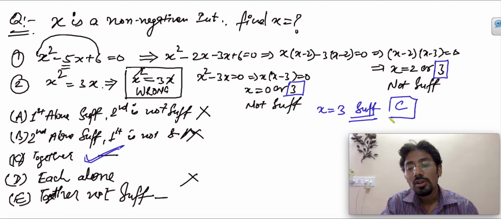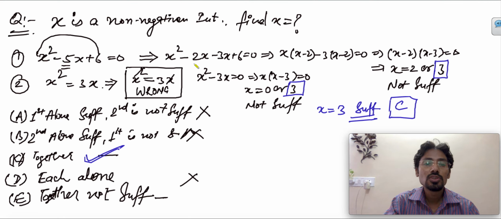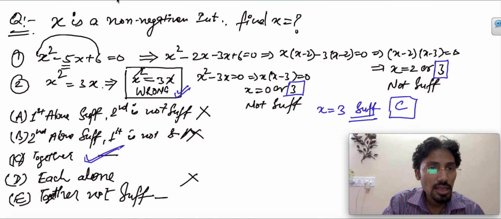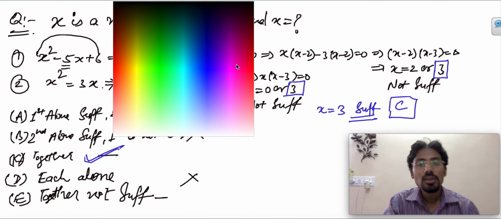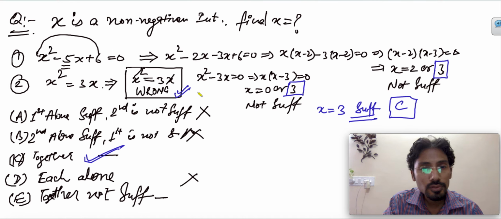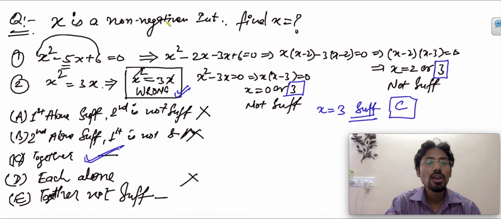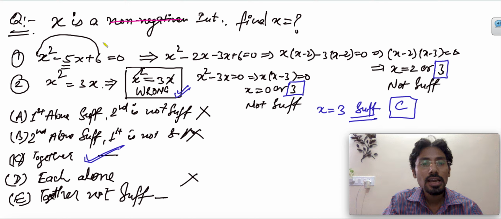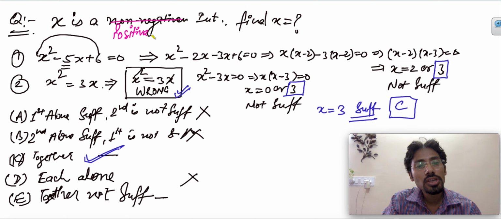Now, why was this question important? Because there is one mistake that I have highlighted that some of us make. Do not make this mistake. Now, the second thing which we want to learn from this question is a little variation. What if I gave you that x, instead of non-negative, is a positive integer? Think for a second, will it change the answer of the question in any way?